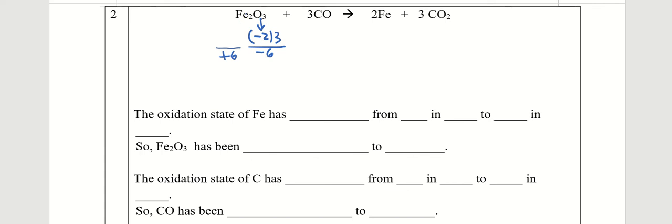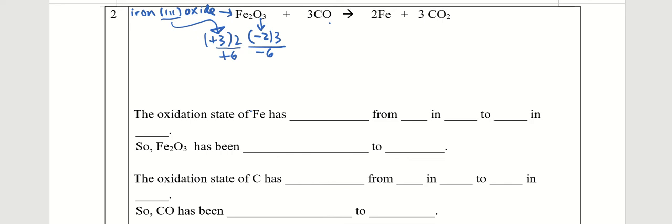Now because there's 2 of iron, we have to multiply the oxidation state of iron here by 2. That would leave us the oxidation state of iron in iron(III) oxide is +3. Okay, now you would recall that this compound here is actually iron(III) oxide, and you would now be able to conclude that the 3 here actually represents the oxidation state of iron in iron(III) oxide.